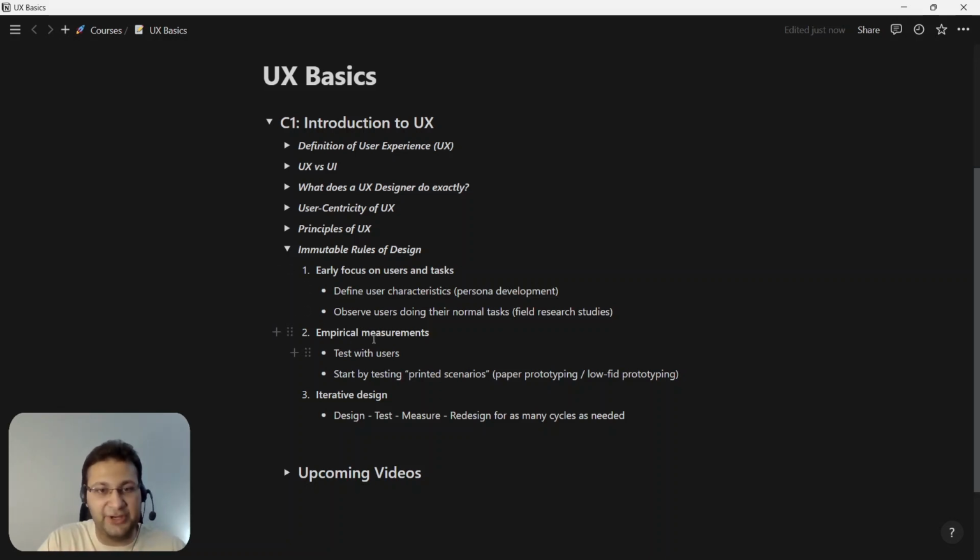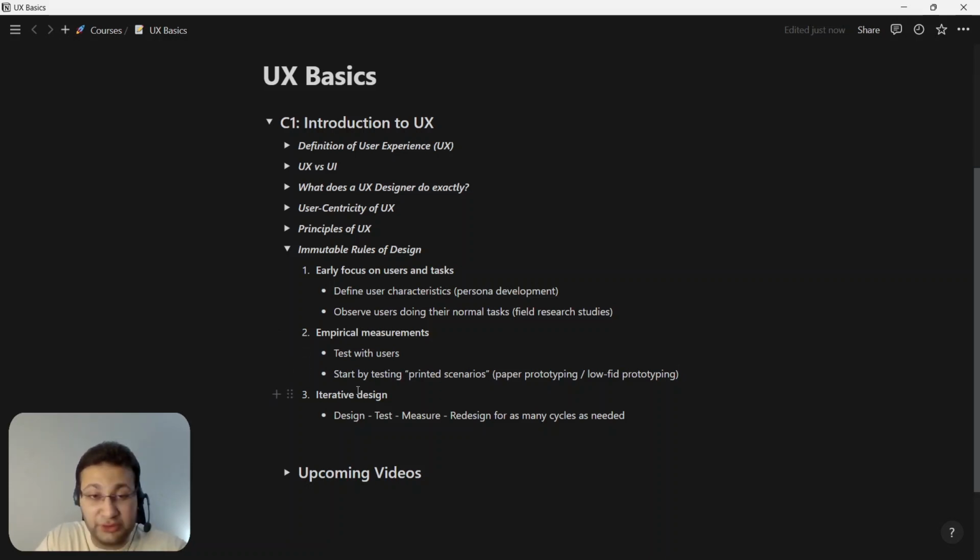The second is empirical measurements, which is you need to test with users and you need to start by testing printed scenarios, which nowadays is called paper prototyping or low fidelity prototyping. You need to build some early stage artifacts, be it paper prototypes, be it low fidelity sketches, something for the user to understand what you're building, and you can get those insights early on. So getting these empirical measurements has also stayed true throughout the test of time.